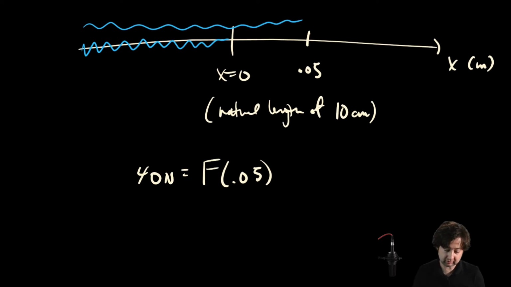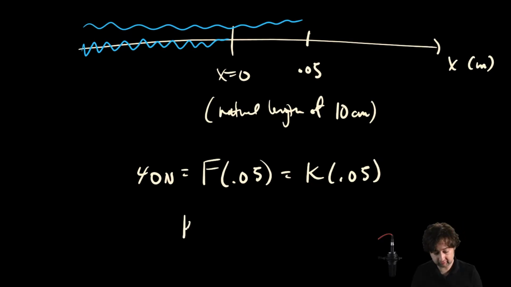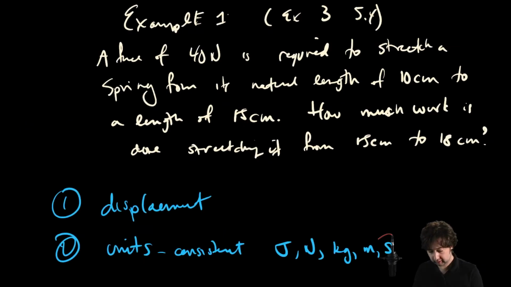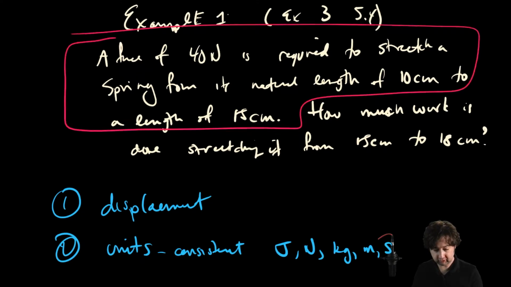And that's the force that is induced by the spring at a displacement of 0.05 meters. On the other hand, Hooke's law tells us that that's equal to the spring constant times that 0.05 meters. And that means that the spring constant must be equal to 800. Okay? Because this is an algebraic equation that I can simplify. I can take 40 is equal to k times 0.05, divide both sides by 0.05, and you'll get k is equal to 800. So the first part of the problem was giving us enough information to find the spring constant k. So this is all about finding k.